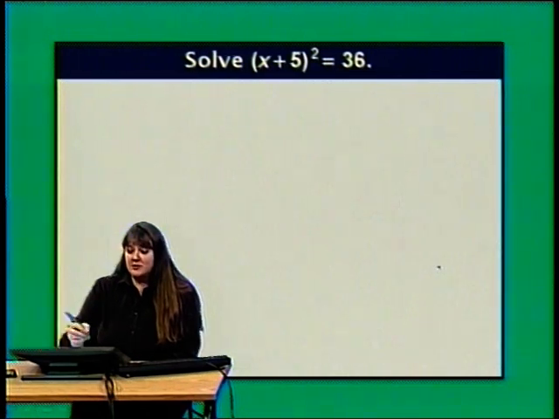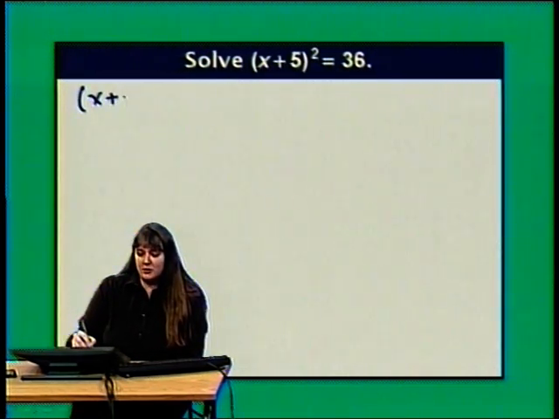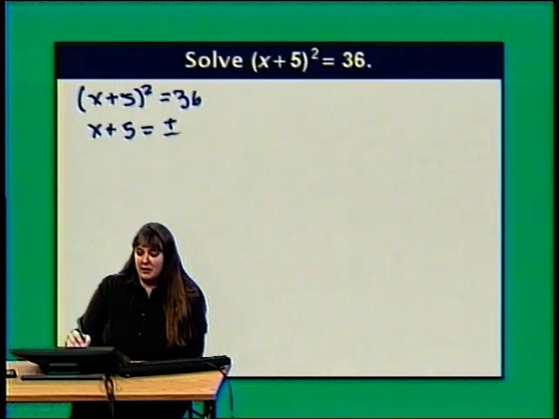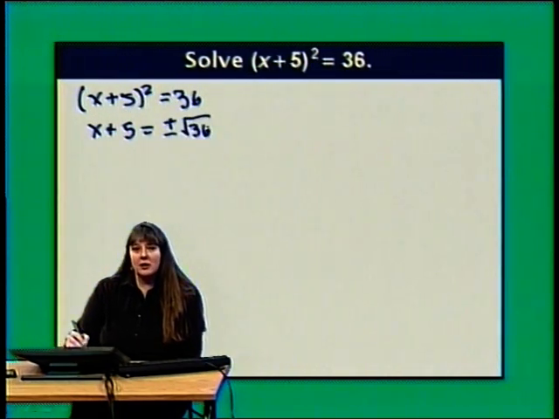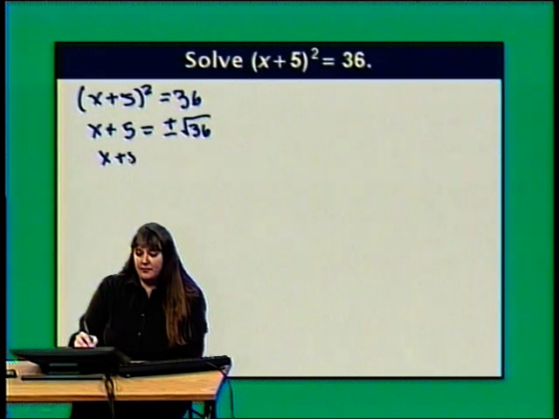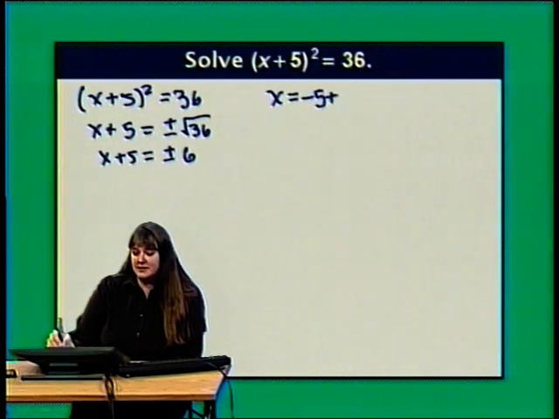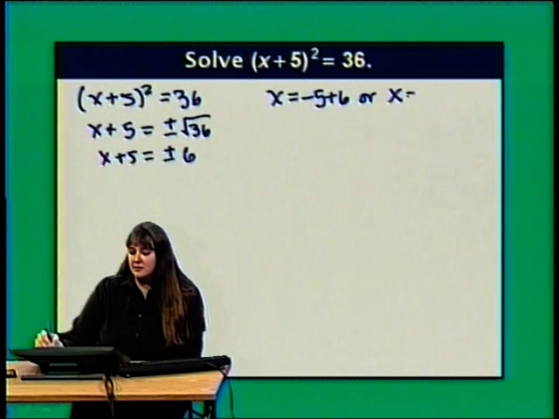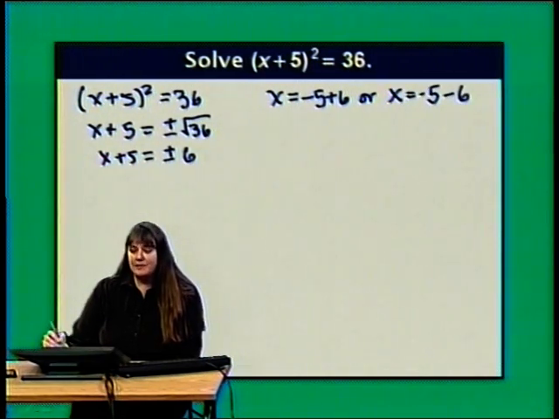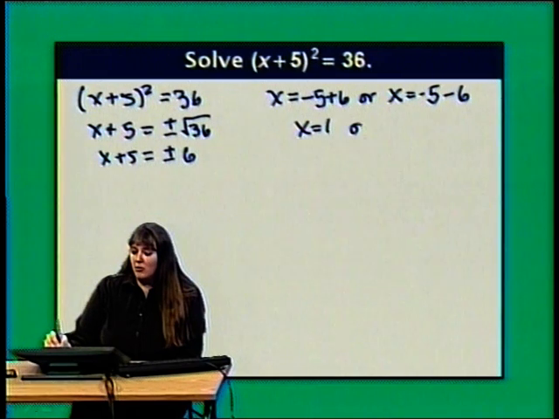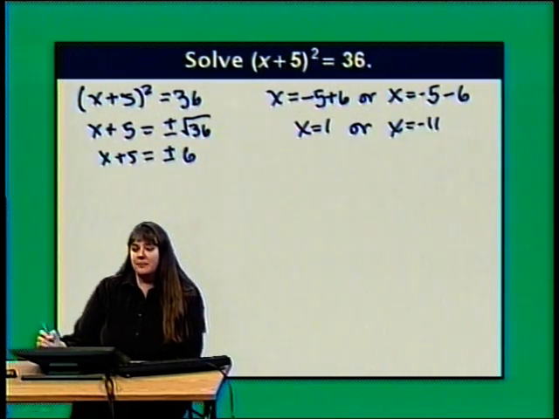Here's another problem I can use the square root principle to solve. So if the square of x plus 5 is 36, then x plus 5 equals plus or minus the square root of 36. So x plus 5 equals plus or minus 6. So x equals negative 5 plus 6, or x equals negative 5 minus 6, which means x equals 1 or x equals negative 11. But I want to check this before I write my conclusion.